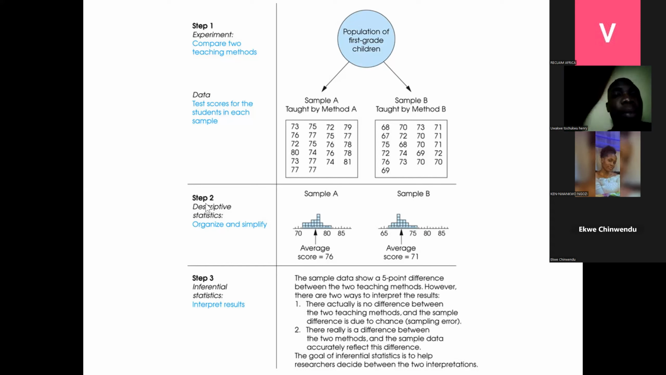Like I said, under step 2, you can see sample A and sample B. In this case, we're just presenting this in table form, and also in a graph. Those are descriptive statistics. Then in step 3, you see the data is now being interpreted. There's a form of interpretation going on here. There's a form of comparison going on here. That is inferential statistics.